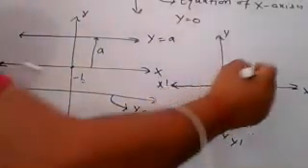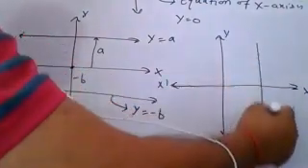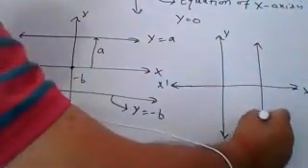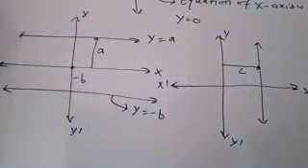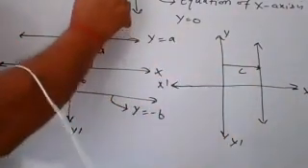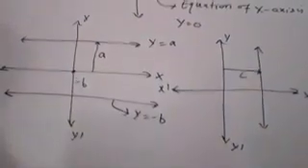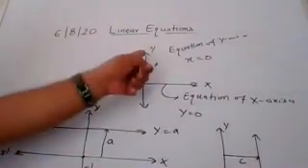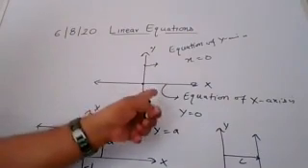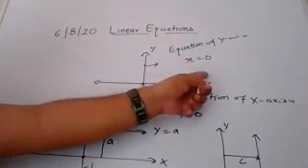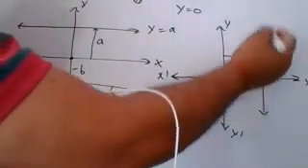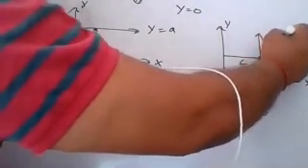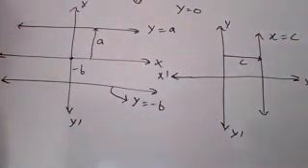And here you have a line which is parallel to the y-axis at a distance c from it. You just learned the equation of the y-axis: x is equal to 0. So the equation of a line parallel to the y-axis at a distance of c is x is equal to c.